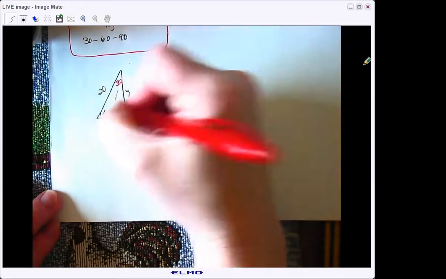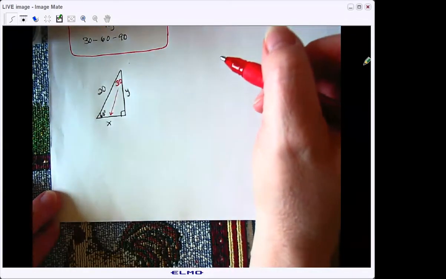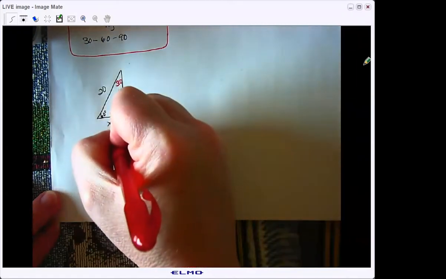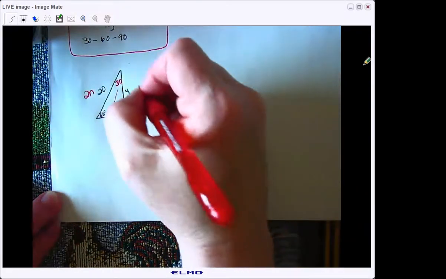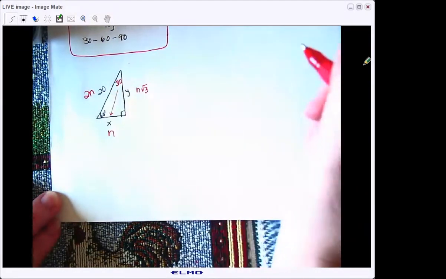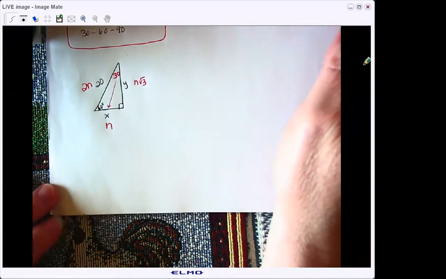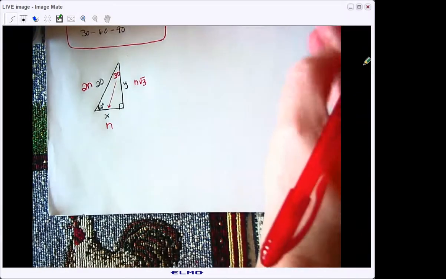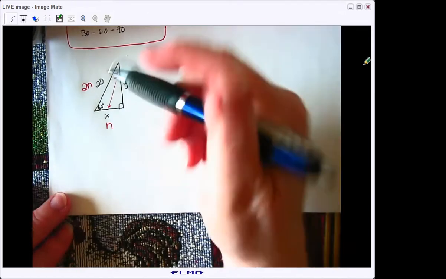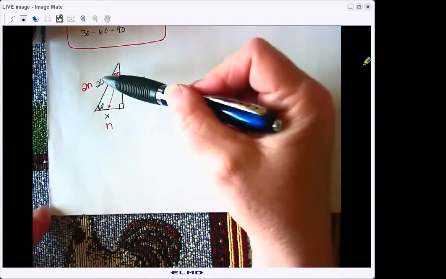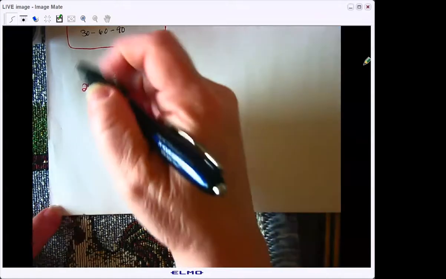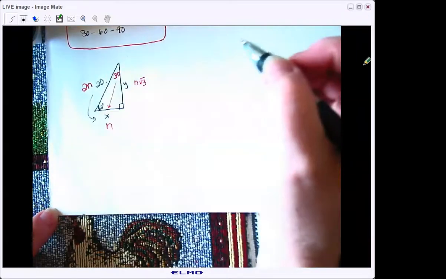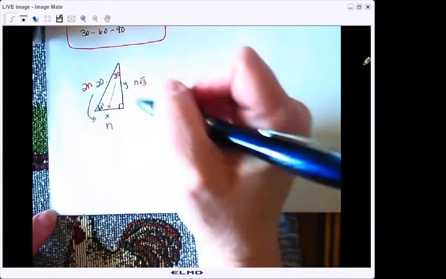Opposite my 30 is what? N. So this is n. Going to my left, this case is 2n, and the other one becomes n root 3. Now, it's really nice when we're given n or 2n because this has a double-half relationship. This is going to be the biggest number. So am I going to multiply or divide to find x or n? Divide. Good, because it has to be smaller than that.